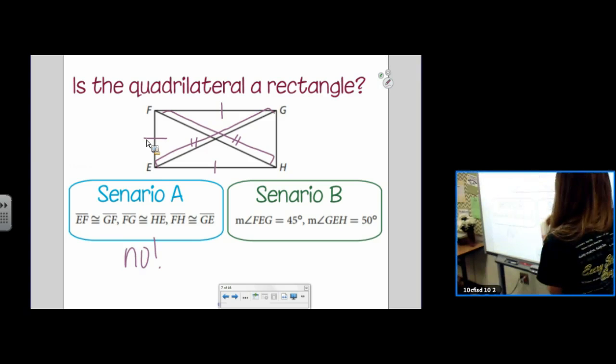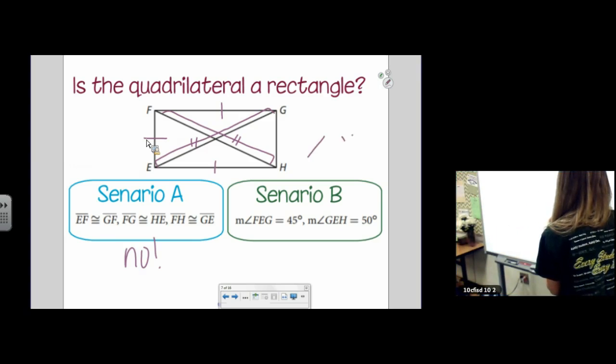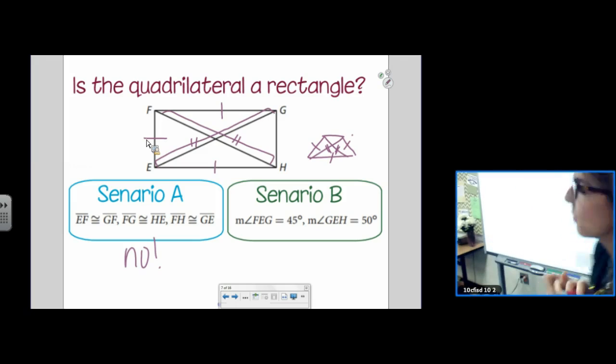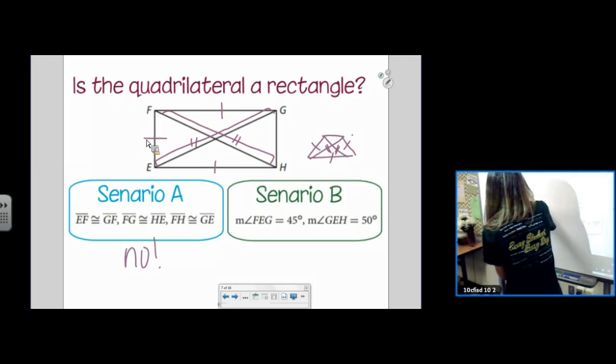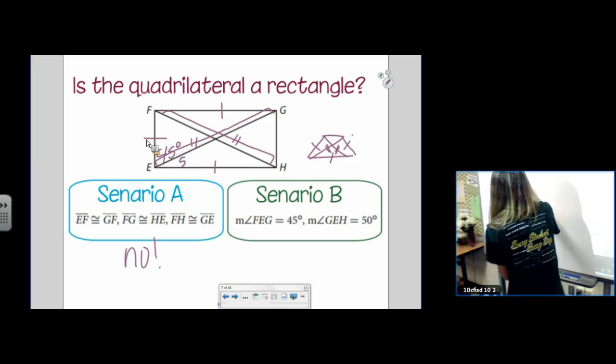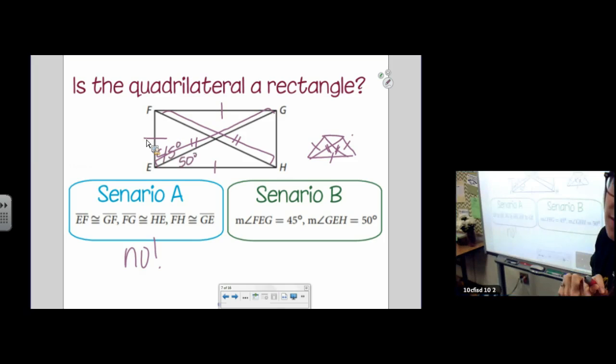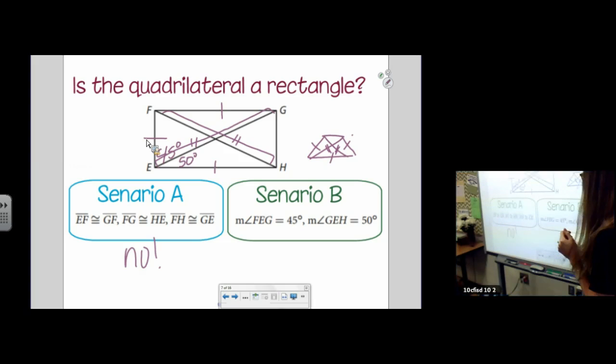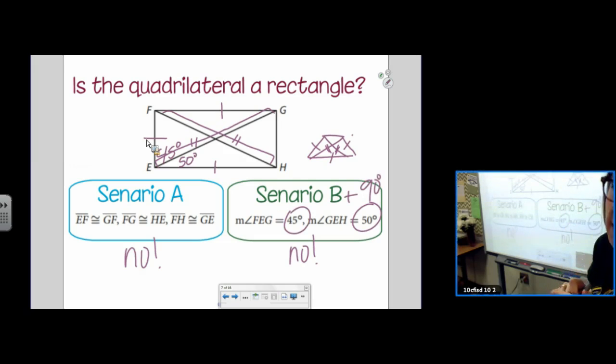For all we know, I'm sorry I keep using my trapezoid example. For all we know, this could be a trapezoid with congruent diagonals. It could be. All right, scenario B. This angle is 45 and this angle is 50. Is that a rectangle? Absolutely not. They would have to add up to 90 to be a rectangle.